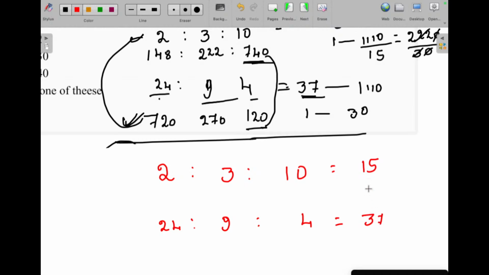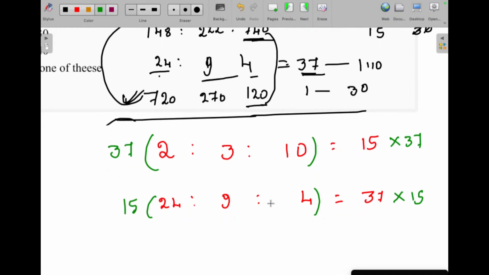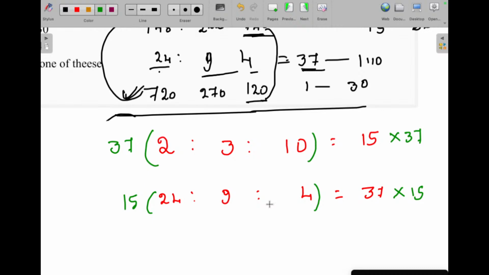First I want to make these totals constant. Instead of taking LCM, I will multiply here by 37, because 37 is a prime number. So just reverse order multiplication. Here I will multiply by 15, which means here all the numbers I have to multiply with 37 and here all the numbers with 15. Now concentrate only on the C part. Now the total letters will be 15 into 37, and here also 37 into 15, which is equal to 555.